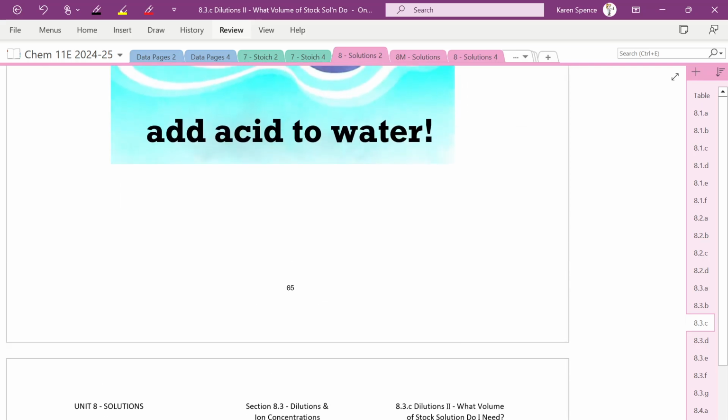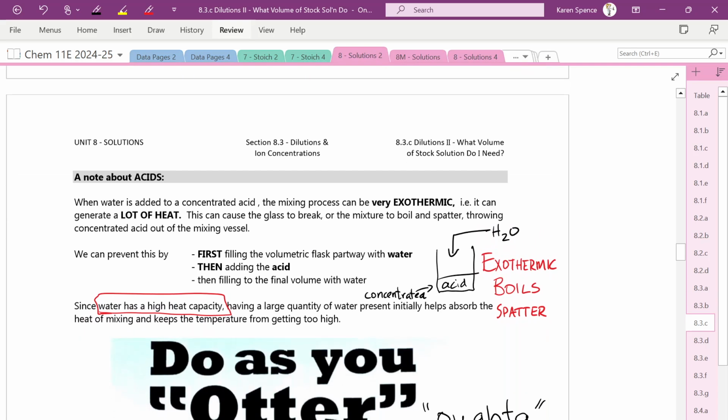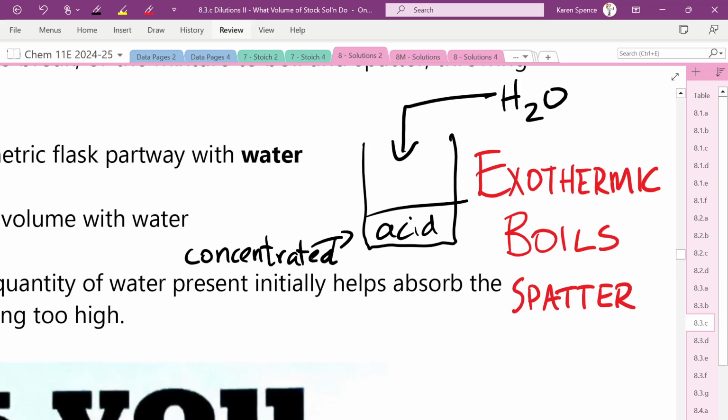For the top where you use the little thing, that's supposed to say concentrated. So you don't want to add water to concentrated acid. You want to have water first, then add the acid, and then top up with water once you've got a more dilute acid.